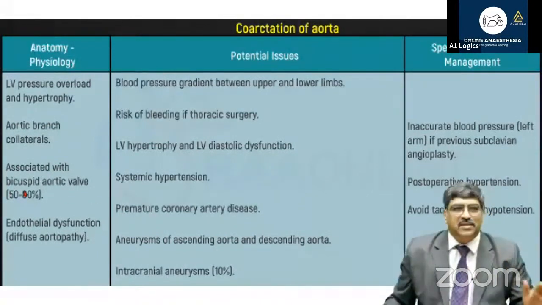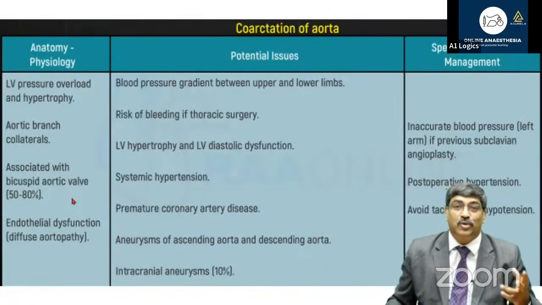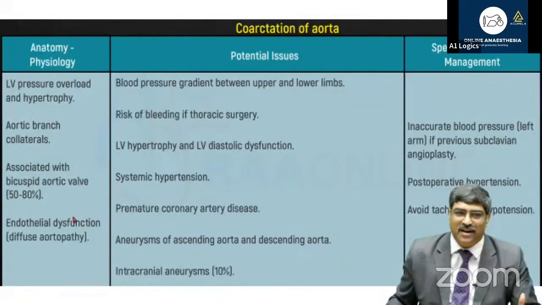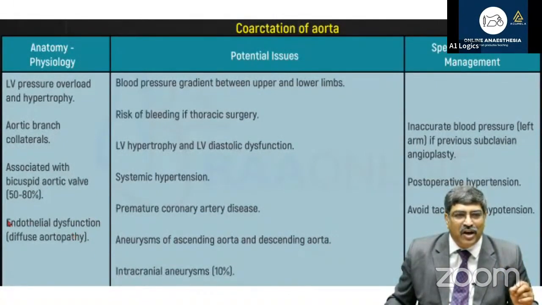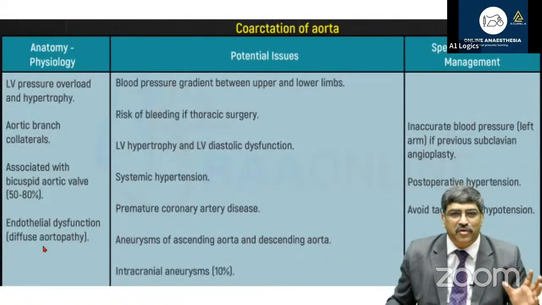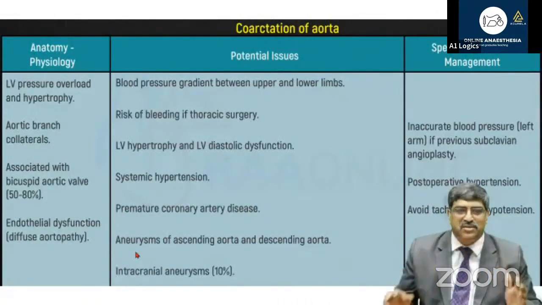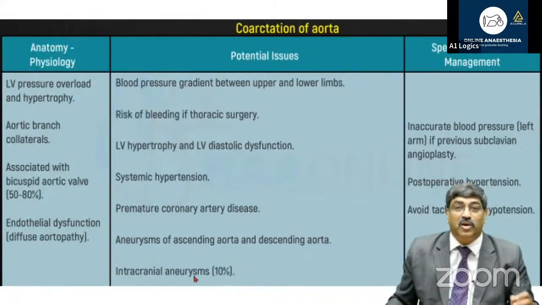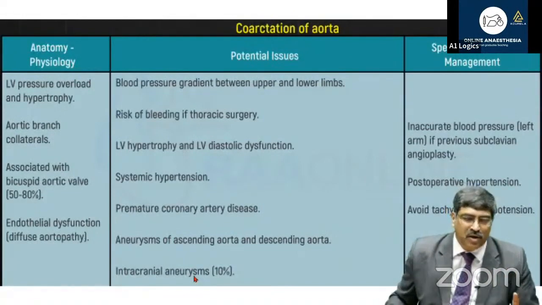Most of the coarctations are associated with bicuspid aortic valve, which might lead to aortic stenosis or aortic regurgitation at a later stage. And patients with coarctation of aorta have an endothelial dysfunction, which is a diffuse aortopathy, which can lead to premature coronary artery disease, aneurysm of ascending aorta and descending aorta because the wall is deranged. And most important thing is 10% of the patients with coarctation may be associated with intracranial aneurysm.